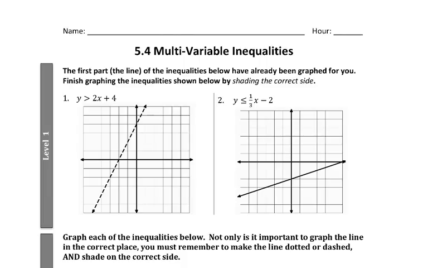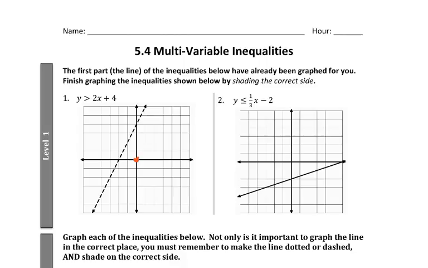We could pick this point here, this point here, or here, or here. Any point that's not on the line. Plug it into the equation and see if that makes the equation true or false. So, for example, I'm going to pick 0, 0 because 0 is my favorite number in the world. And when I plug 0, 0 into that equation, if it makes it true, then all of the points on that side will work in that inequality. If it doesn't work, then the other side of the line will work.